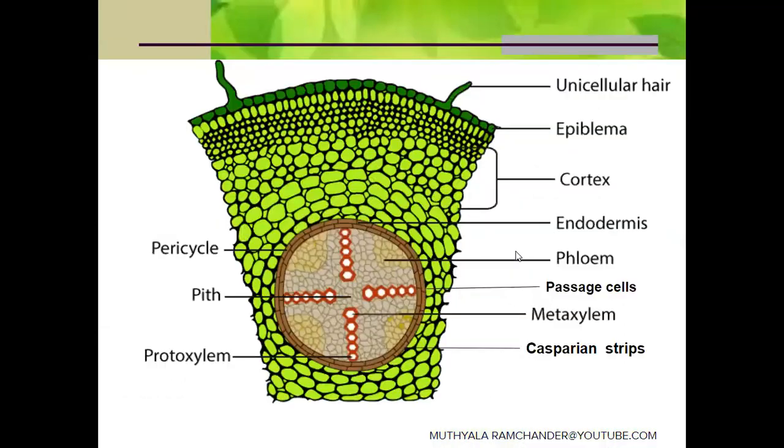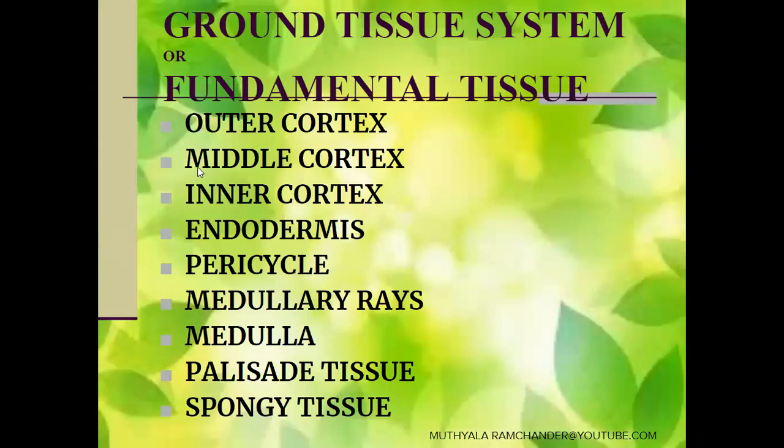So these are the ground tissue systems in plants. Outer cortex, middle cortex, inner cortex. These three are commonly called the cortex zone or cortical zone. These three are present beneath the epidermis of the root and the epidermis of the shoot. Endodermis, pericycle, medullary rays, medulla. These are present in the stele.